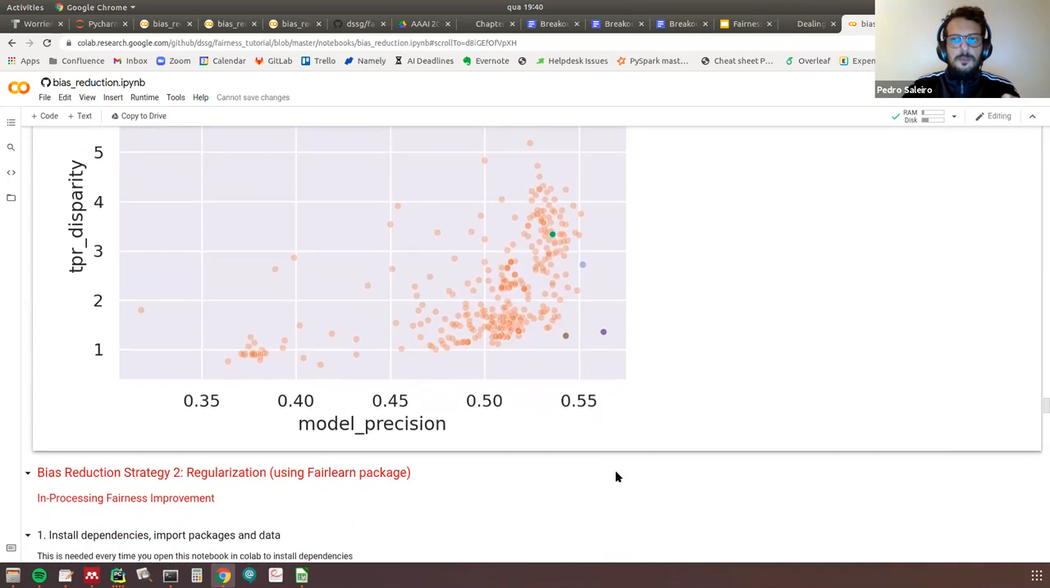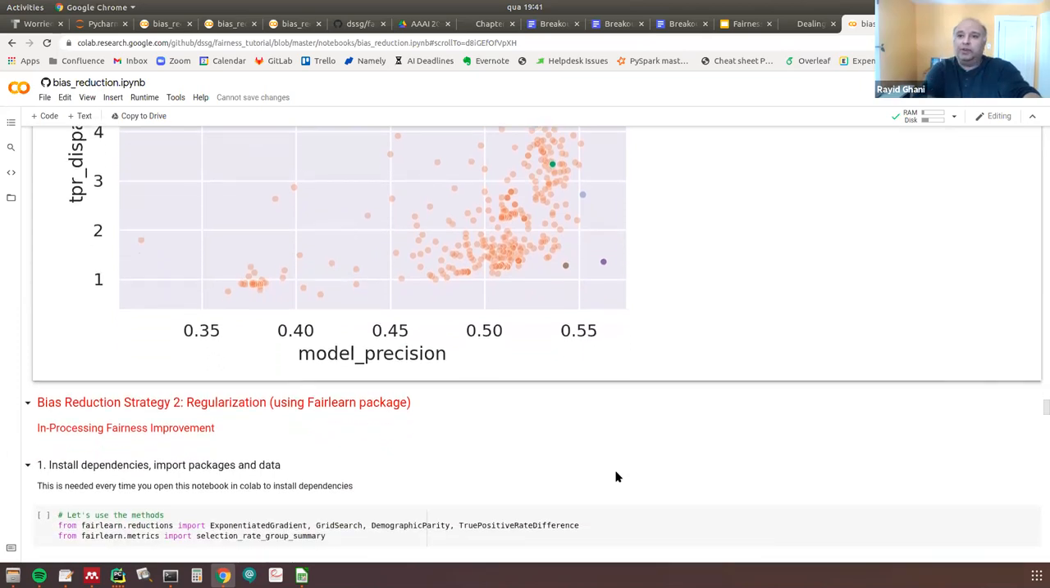Anything here to wrap up, or shall I move to the reduction? I would just quickly run through because we've got 5 minutes.